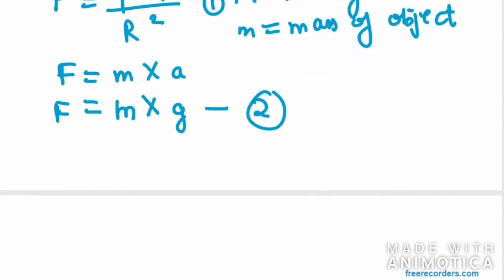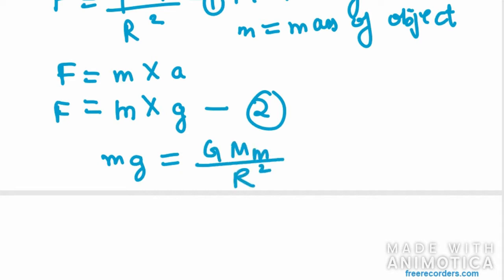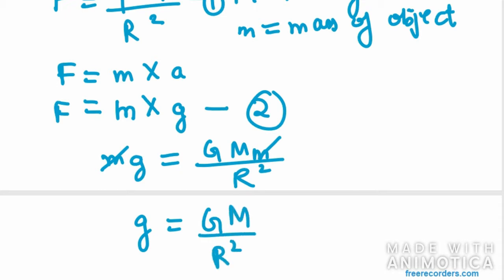So when we compare, we cancel out force F from the left hand side. So it will be m g equal G M m over r square. Now you can cancel out small m with m. So you are left with g equal to the universal gravitational constant, that is big G, times M over r square.